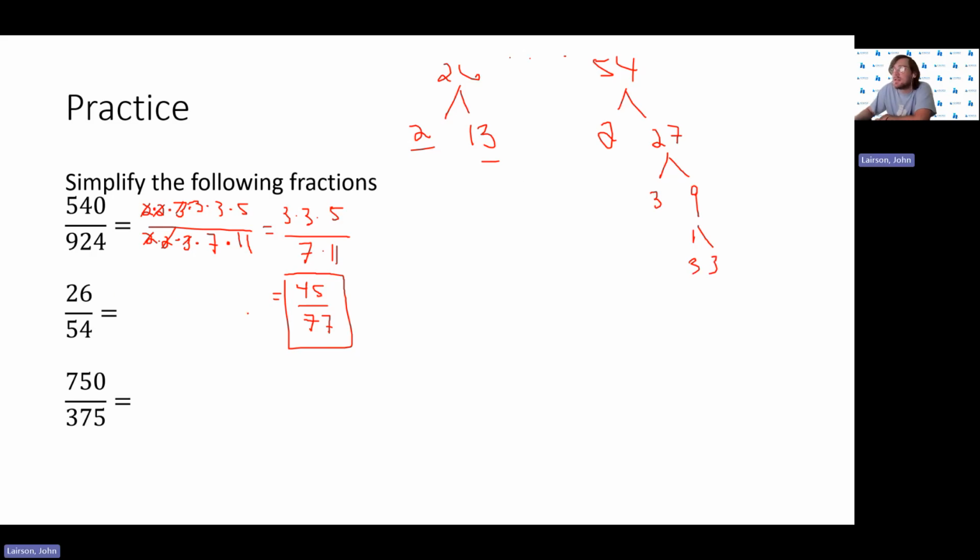Now, just to save some space, because I don't want to delete this one, I'm going to go right into it. 26 is 2 times 13. 54 is 2 and then 3 threes. 2 times 3 times 3 times 3. I'm going to cross out the 2 with that 2. So I'm left with 13 over 3 times 3 times 3, which is 27. So this is my fraction reduced.